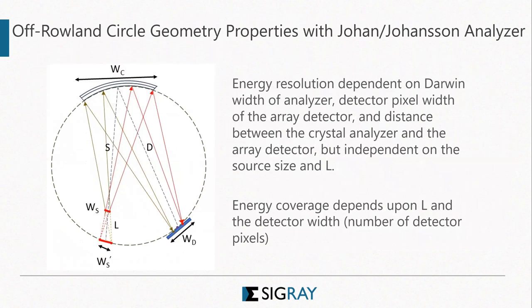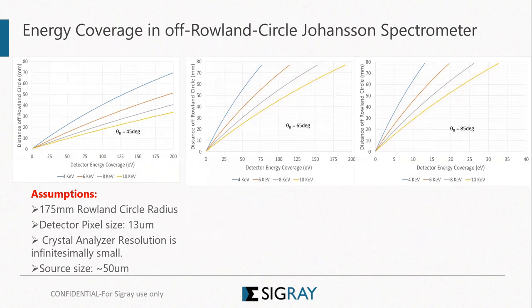Energy resolution is only dependent on the width of the analyzer and the detector pixel. The width WS in this figure really determines the spectral coverage, and also WS is how far from the oscillating circle. In the next slide, we are showing our Johansson geometry of Rowland circle designed for a 170 millimeter Rowland circle radius and a detector pixel size of 13 micron. The detail might be kind of confusing, but mainly, by using a smaller Rowland circle radius, which is 175 millimeter, we can use a short off-Rowland circle distance to achieve large energy coverage. That's very important to recognize. That's one of the unique designs of our system.